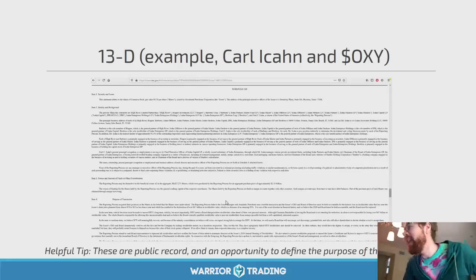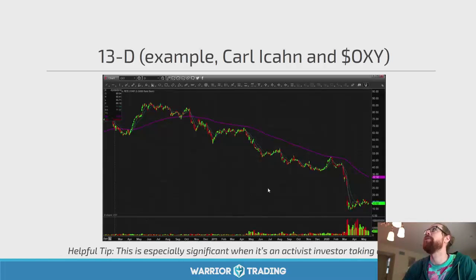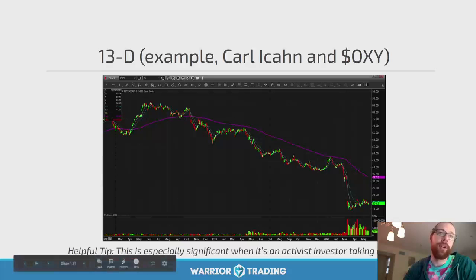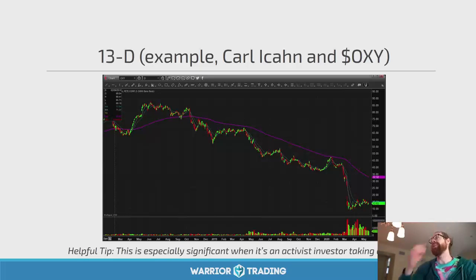So this is kind of an opportunity for them to throw some dirt on the wall at the company, because this becomes a publicly available document. And this is OXY, and the drop, as you can see, from $85 down to $13. So pretty historic there. And so 13D filings are interesting because when we find out that a billionaire activist investor like Carl Icahn or a Warren Buffett or a Bill Ackman, and there's many of them out there, but those are three pretty big ones.